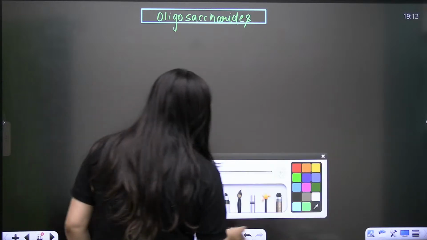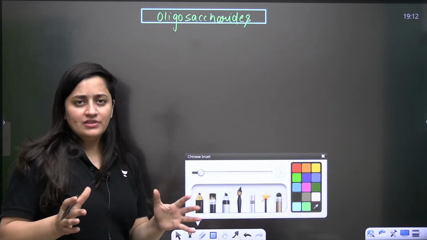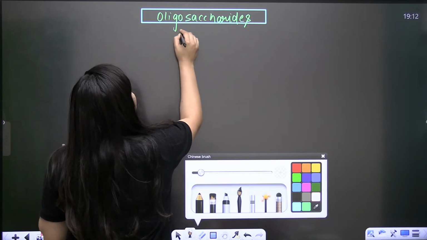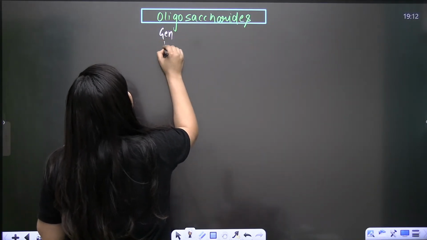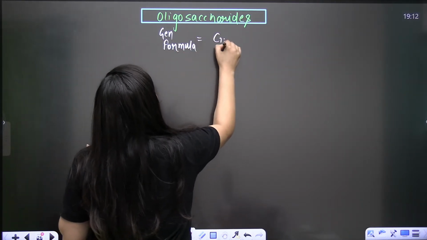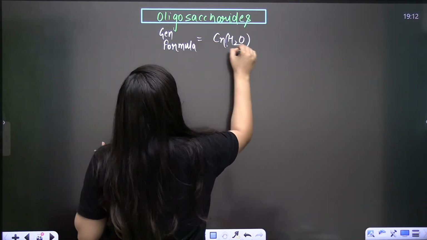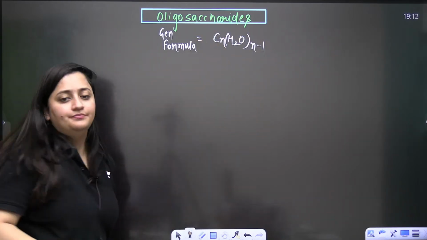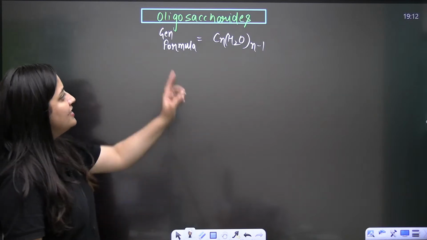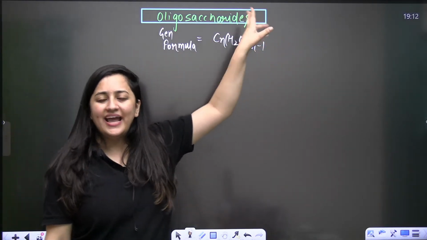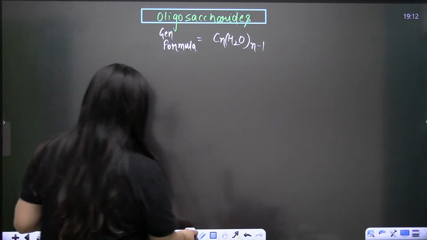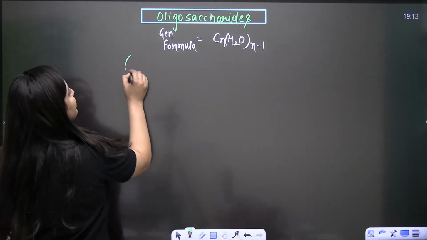Okay, so now when you talk about the oligosaccharides, you are done with the monosaccharides. Now when we talk about the oligosaccharides, their general formula is CnH2n-n-1. Okay, in the case of oligosaccharides, what is the general formula? It's CnH2n-n-1.